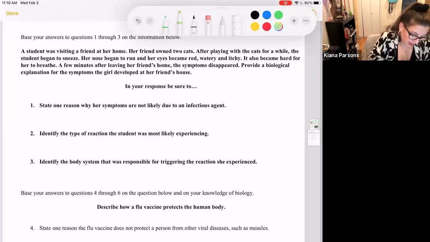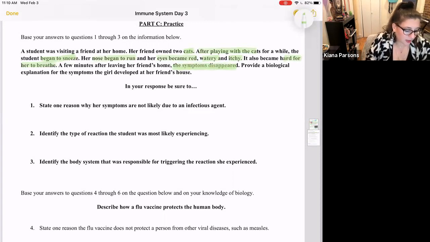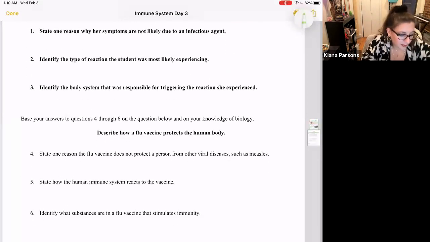Okay, she's a student, she's visiting a friend at her home, and her friend has cats. After playing with the cats, she began to sneeze. Her nose began to run, her eyes became red, watery, and itchy, and it became hard for her to breathe. A few minutes after leaving her friend's home, the symptoms disappeared. Provide a biological explanation for the symptoms the girl developed in her friend's house. So, state one reason why her symptoms are not likely due to an infectious agent.